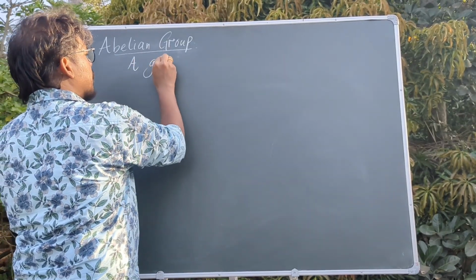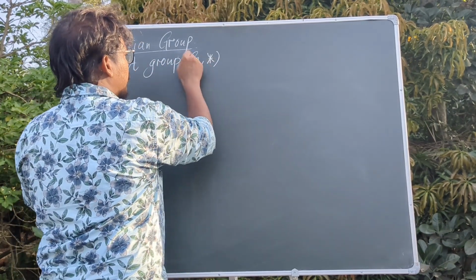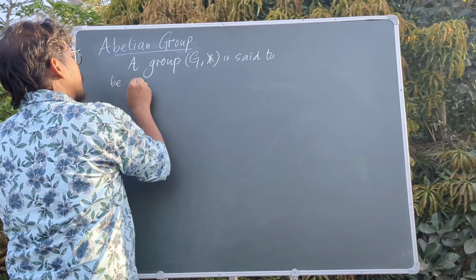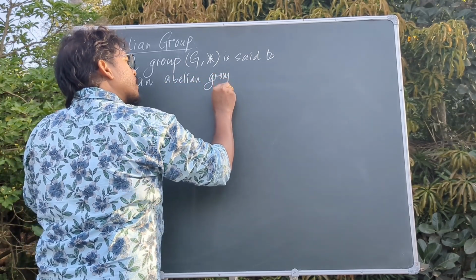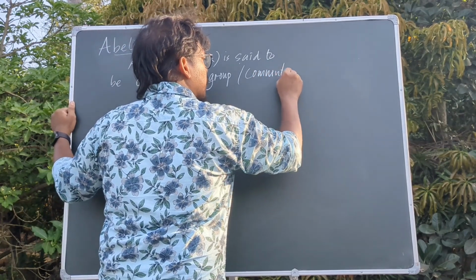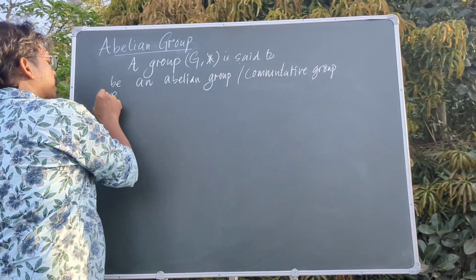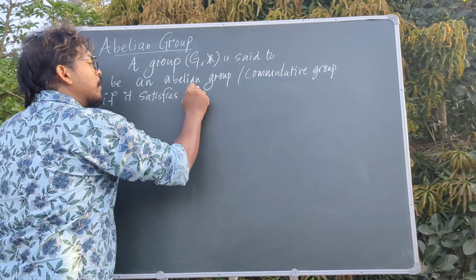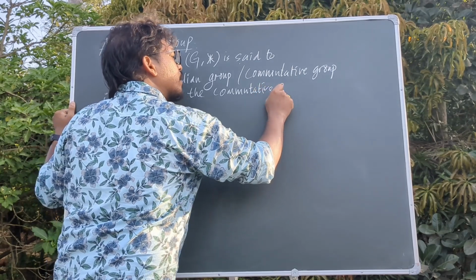A group, the set is G, operation is star, is said to be an abelian group or commutative group if it satisfies the commutative property. The commutative property.